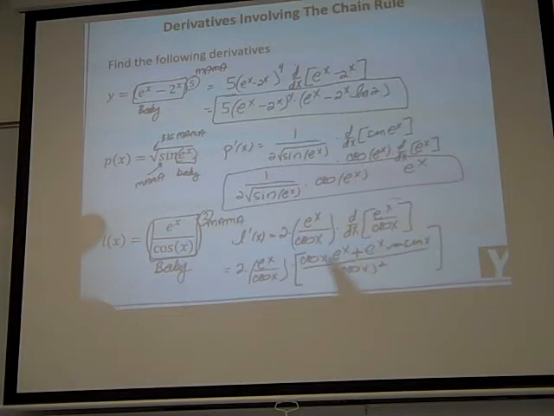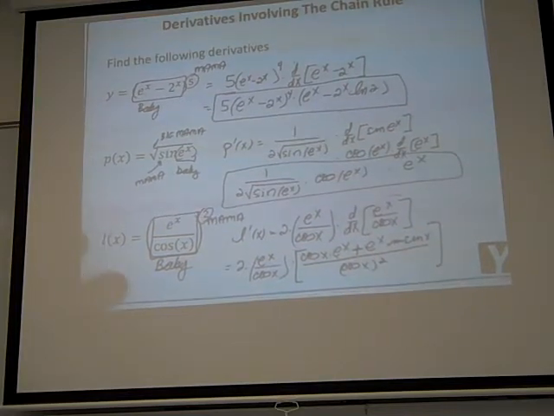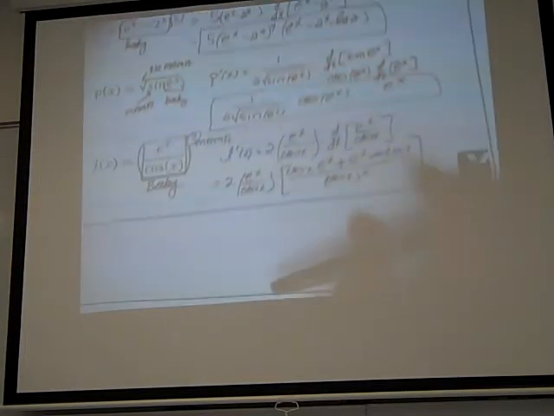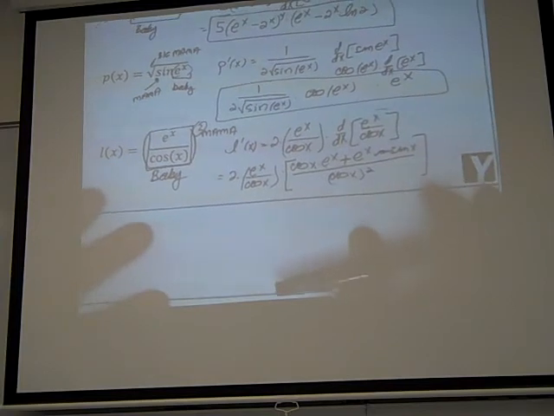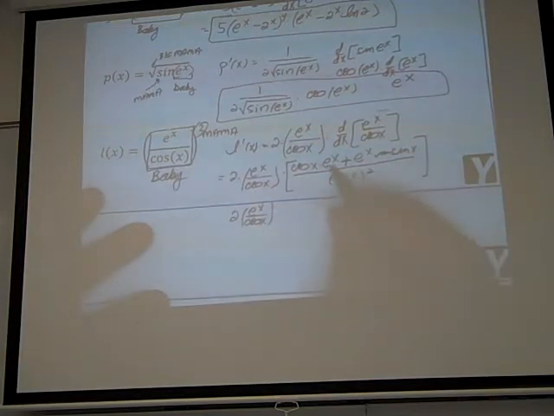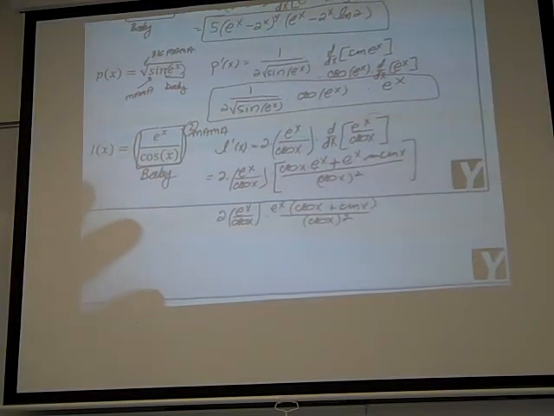You've got an e to the x showing up in both terms. You could factor that out if you would like. Kind of running out of space here, that's always bad. So let's see what we can do. We could make this final answer 2 e to the x over cosine of x times, factor out that e to the x, leaving you cosine of x plus the sine of x all over cosine of x, the whole thing squared.